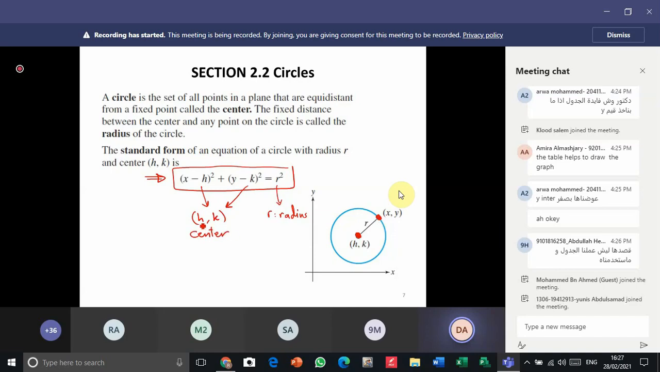Look at this equation. If h is positive in the equation, we have negative h. Also the k, we have negative k. Okay, for example, if we have an equation like this and we need to find h and k, this is the center. If we have an equation, how can we find the center and the radius r?